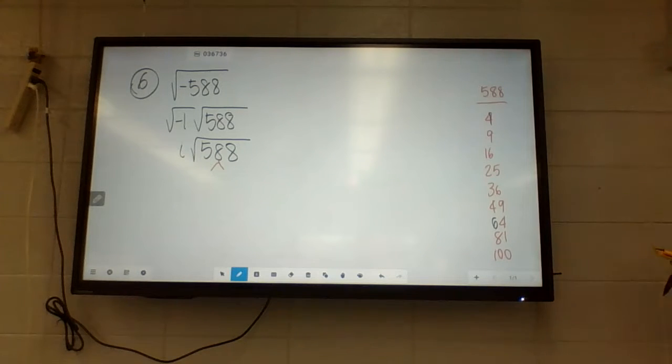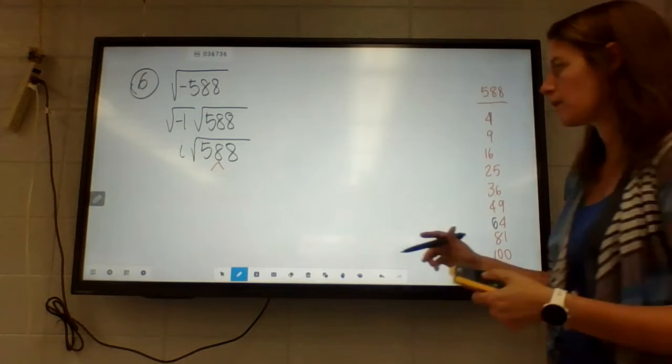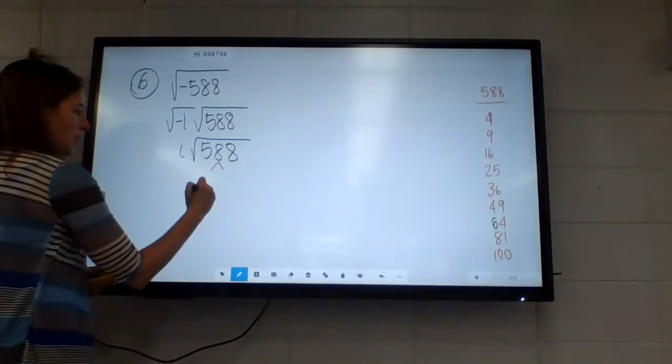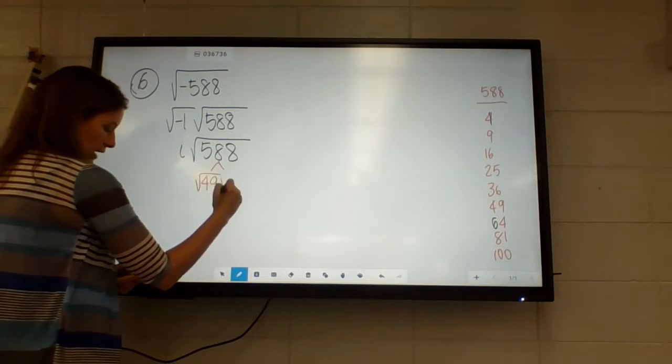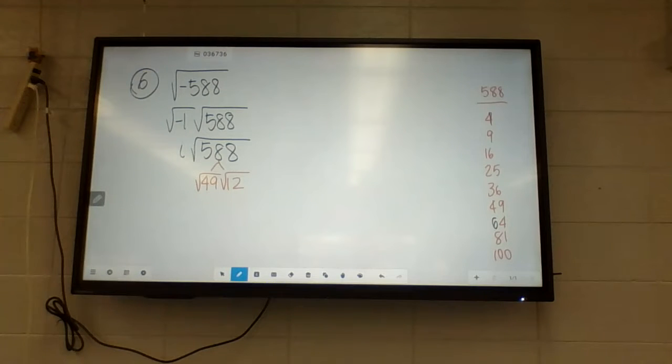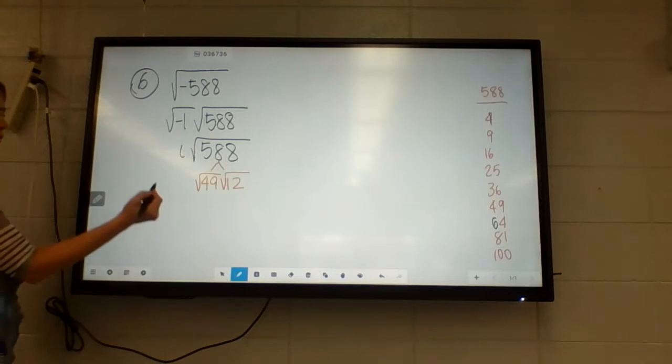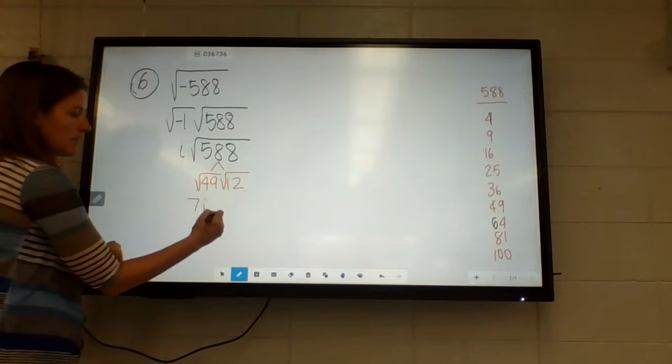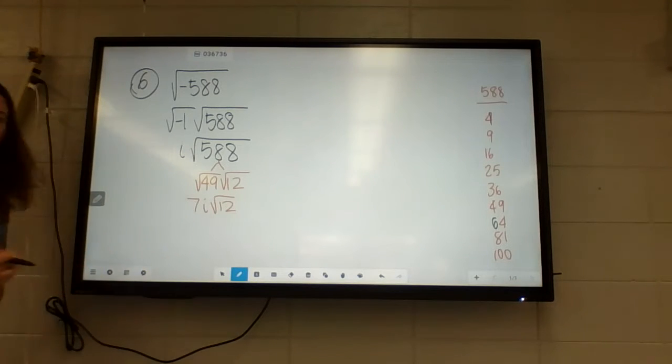So I'm just trying to see what goes into 588, dividing it by these different numbers. And I think 49 goes into it. So I'm going to break this up as the square root of 49 times the square root of 12. What I did was I just divided until it was a nice number. The square root of 49 is 7, so this becomes 7i square root of 12.